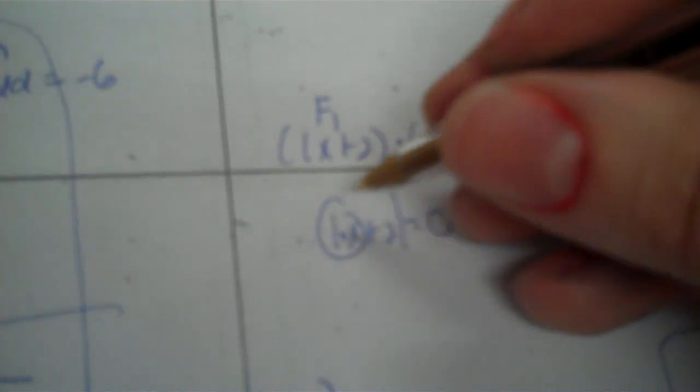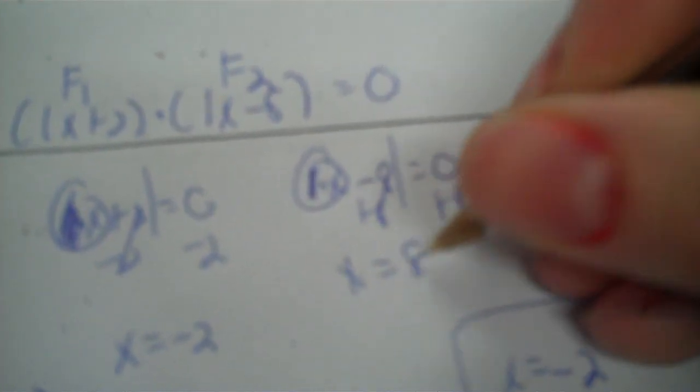Okay, so 1x plus 2 equals 0, 1x minus 8 equals 0. If your dot number's a 1, get rid of it. Minus 2, you get negative 2. Plus 8, you get 8. You don't need to do the 1 there. So x would equal 8. Negative 2 and 8.